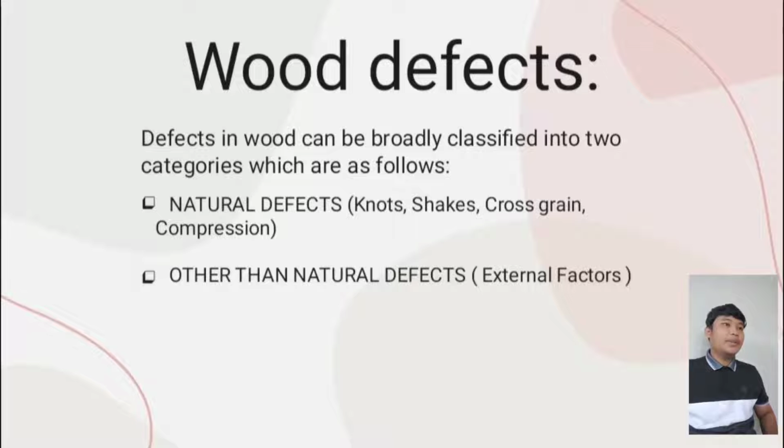Today my topic is about wood defects. Defects in wood can be broadly classified into two categories, which are as follows. First, natural defects, which are knots, shakes, cross-grain, and compression. Number two is defects other than natural defects, caused by internal factors.